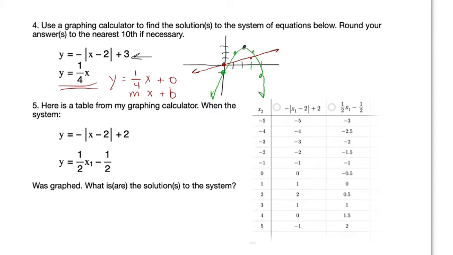Then you just have to do the old press the second and the button that says calc. And one of your choices is find intersection. Now this one's got 2 intersections. So you're going to just follow the directions and try and find this point of intersection. Let's put them in pink. And that point of intersection.